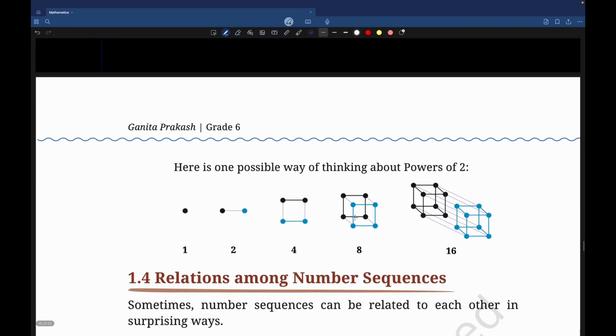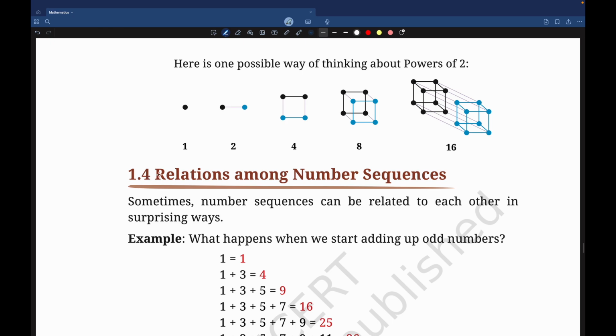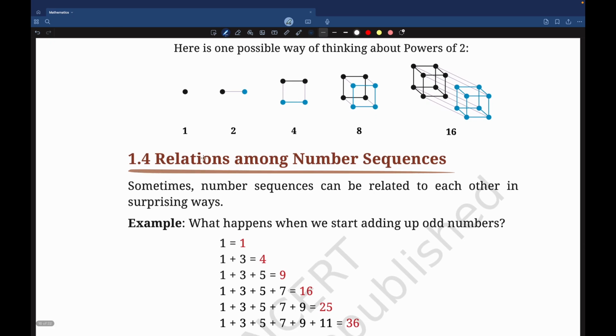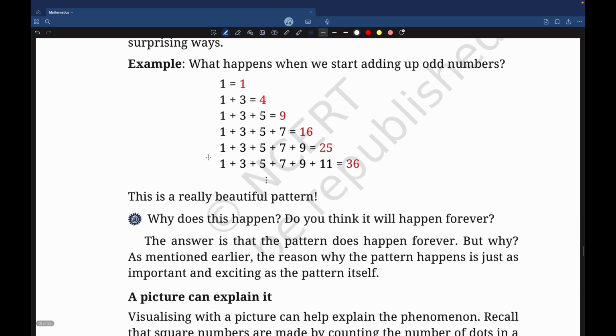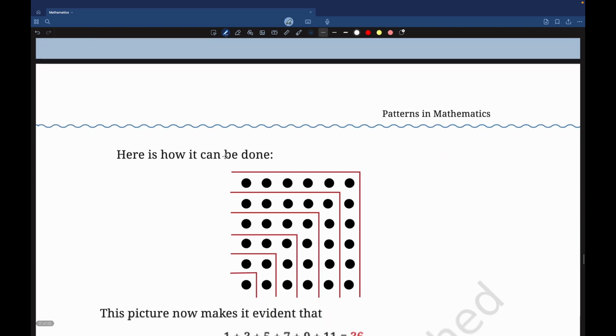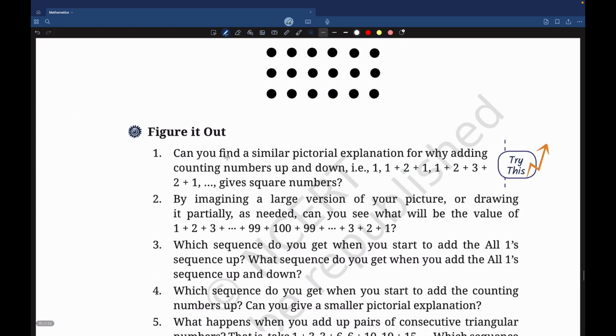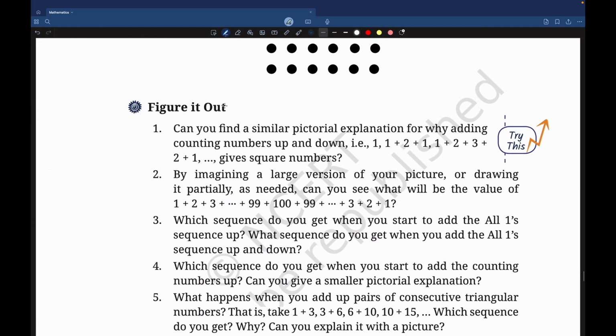Now in the next lecture we will cover topic 1.4, relation among sequences, and we will try to answer the questions and figure this out in the next lecture.